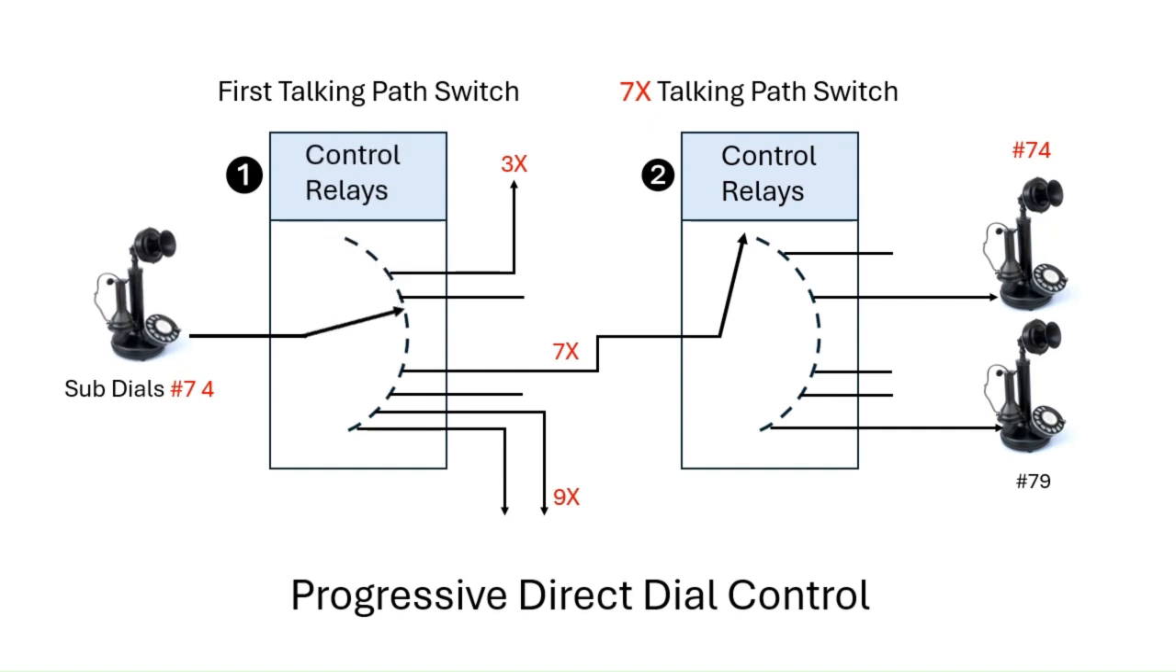A 7 is dialed. A second talking path switch receives the next dialed digit, a 4. The built-in relays control the wiper's rotation. The relays manage other events for this call. When the call completes, the system resets.